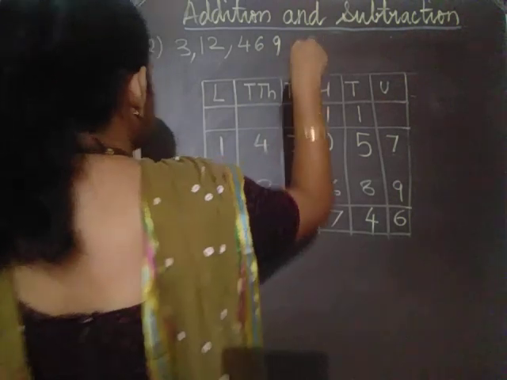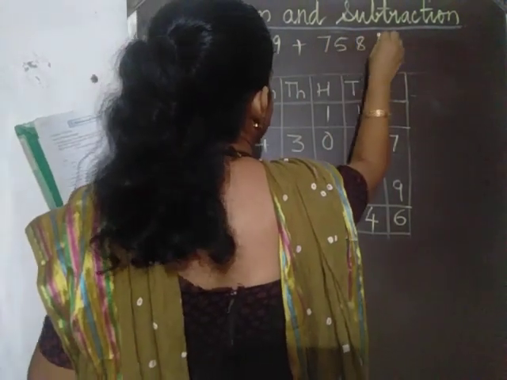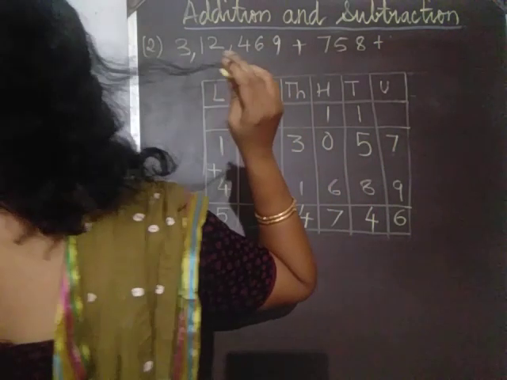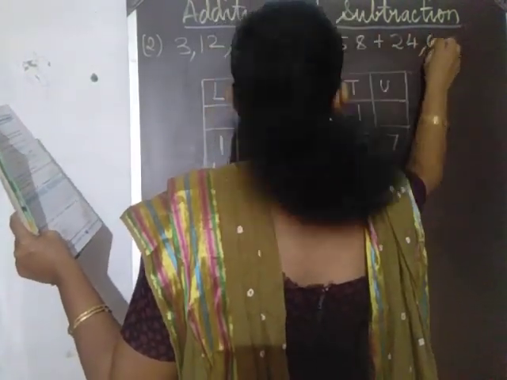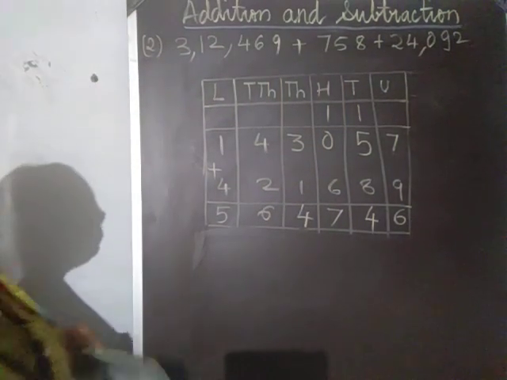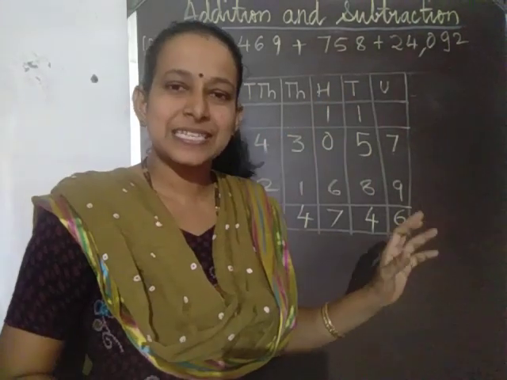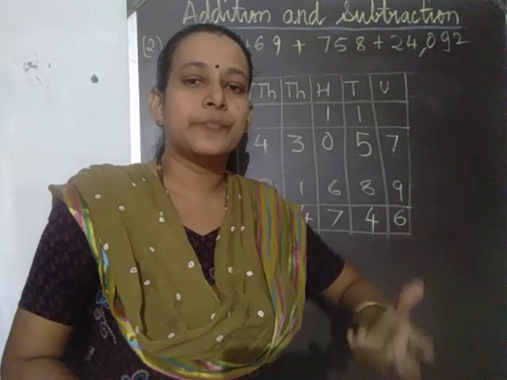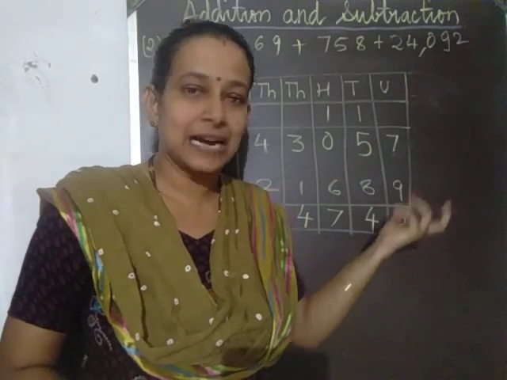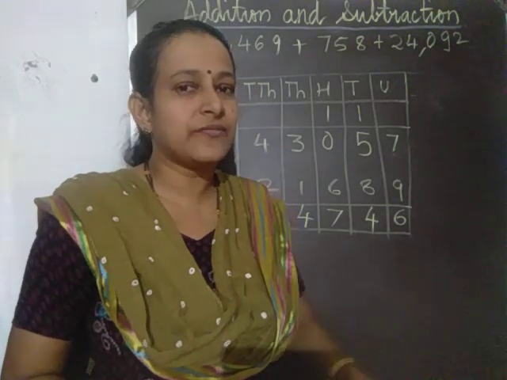3,12,469 plus 758, only 3 digits, plus 24,092. It seems it is very difficult, but it's not difficult once you know what are the places of each one of them and you know what is the sum of their numbers, then it is very easy to calculate. So addition is not very difficult.